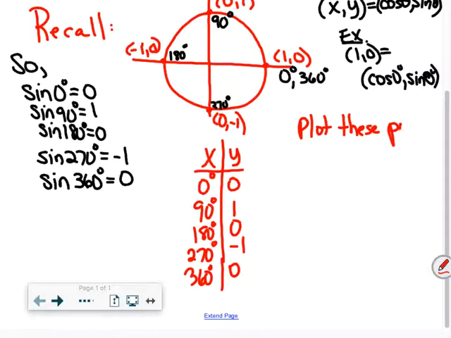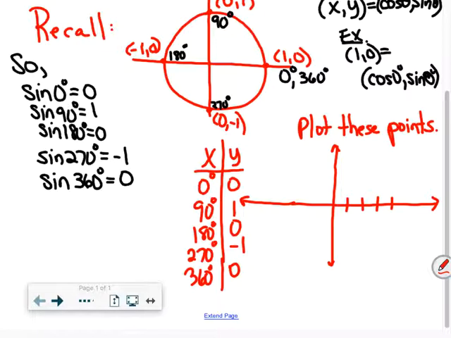So what if I want to plot these points? What I'm going to do, it's a little bit different when you're graphing trig functions. We don't usually go up as high and low on the y-axis as we did in a regular coordinate grid. So I'm going to make tick marks, but it's going to go 90 degrees, 180, 270, 360. And I'm going to go up one and down one on the y-axis.